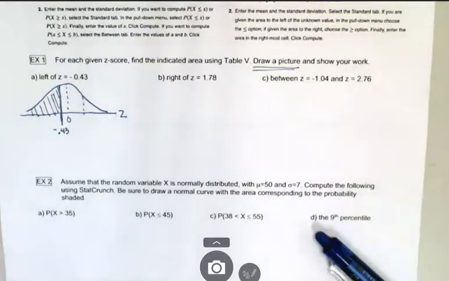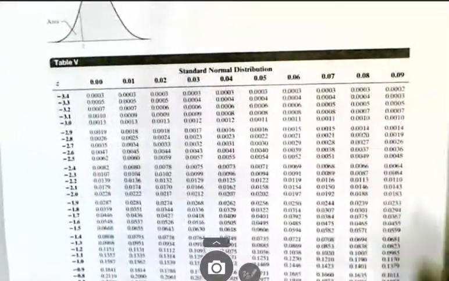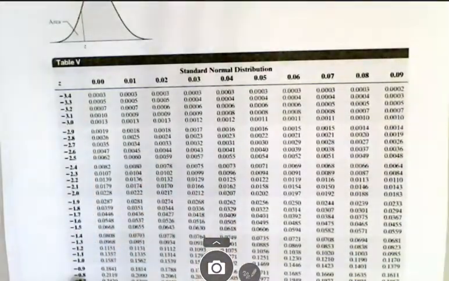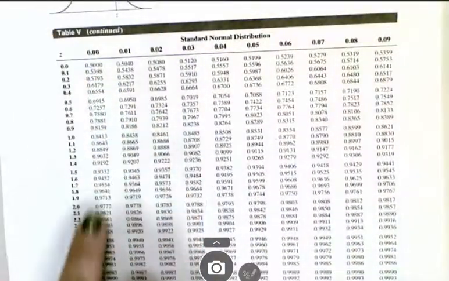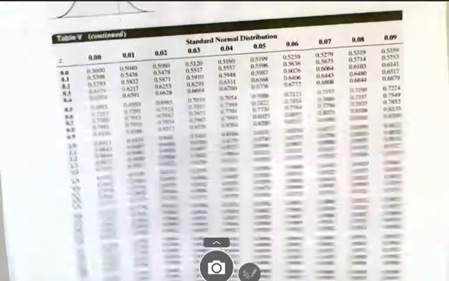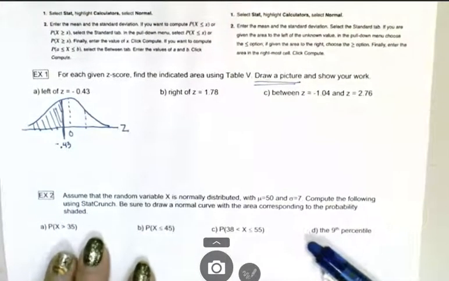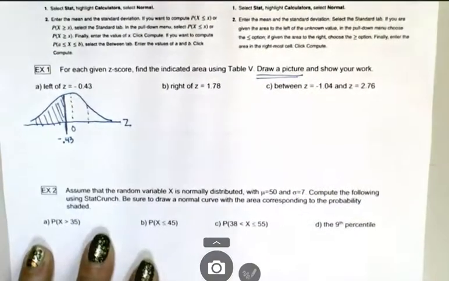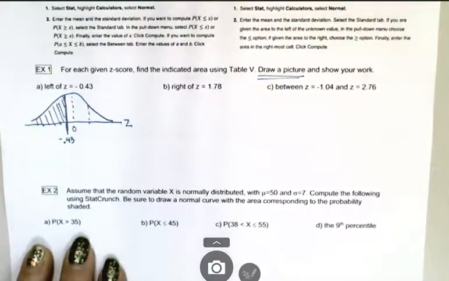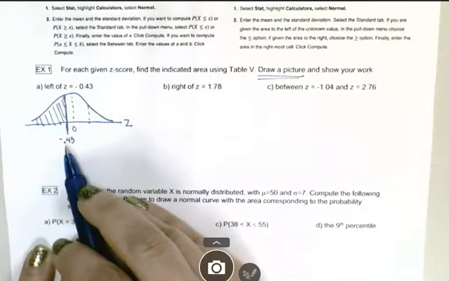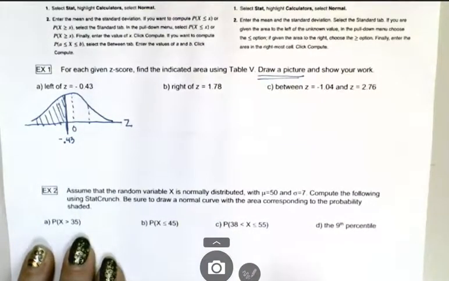So table 5 has 2 parts. It has one section where the z's on the left are negative and one section where the z's on the left are positive. So obviously use whichever table corresponds to your value. In this case, I need the negative version. So I need to find negative 0.43 on this table. Here is how I do that.